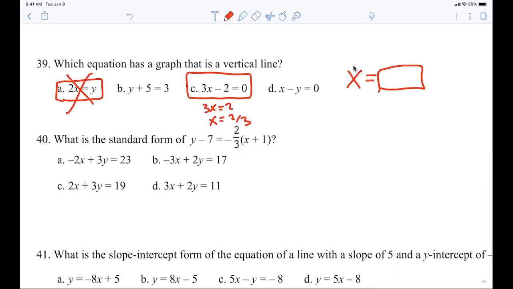Which one is the horizontal line? B. B is the horizontal line. Make yourself a note of that. B is the horizontal. Horizontal is always y equals. Vertical is always x equals.